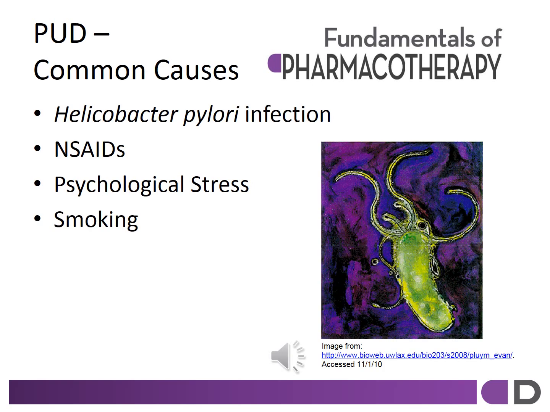Common causes for PUD include a bacteria called Helicobacter pylori or a H. pylori infection, nonsteroidal anti-inflammatory drugs, or NSAIDs, which we'll talk about in the pain module. These drugs can increase the risk of GI bleeds and diminish the ability for the GI tract to regenerate. Also, smoking and stress can also be common causes of PUD.